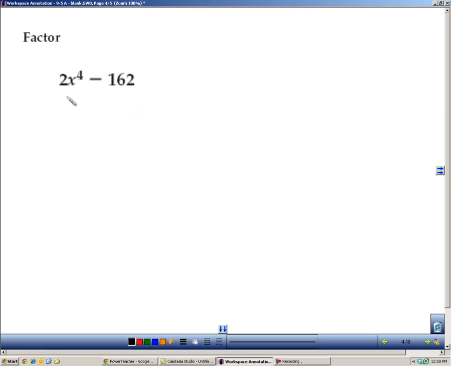Here's an example, has 2 terms, so we might want to think difference of squares because there's a minus sign in the middle, except 2 is not a perfect square, neither is 162. I would like to point out, though, that x to the 4th is a perfect square. I want you to write this down because it's an important point we haven't talked about yet. Any even exponent is a perfect square. So if you ever have a letter to an odd exponent, you know it's not a perfect square. If it's an even exponent, you know it is a perfect square.